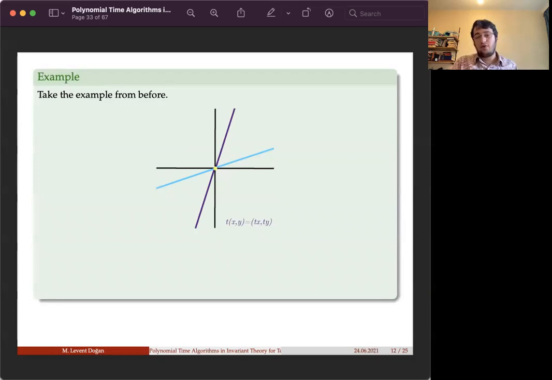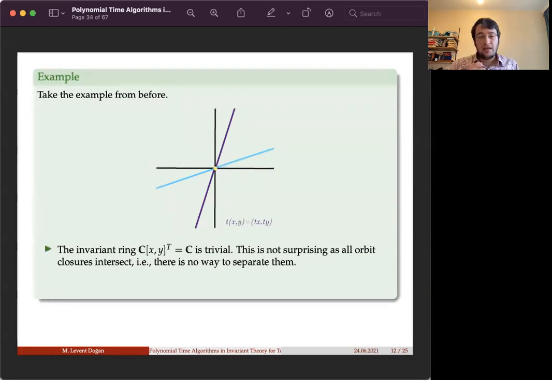Let's consider this example from before. The action of a rank 1 torus on the plane by scaling vectors, the orbits are lines. The invariant ring is trivial. Why?